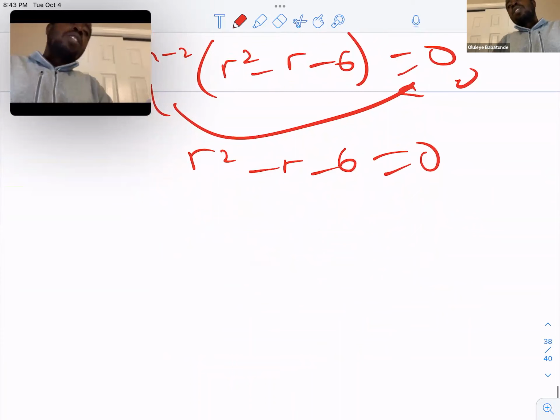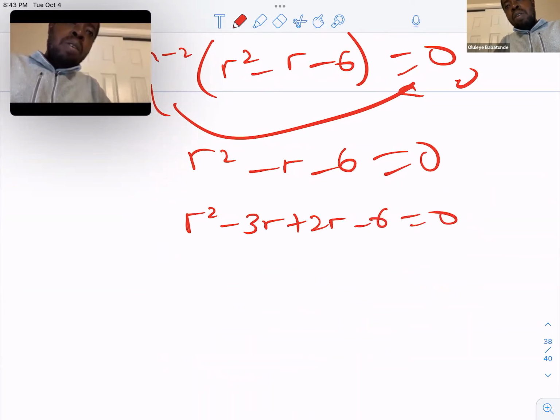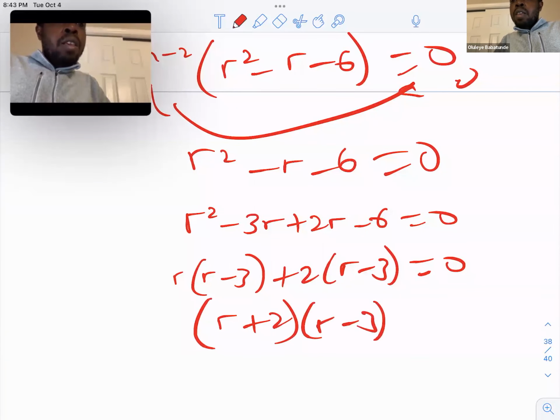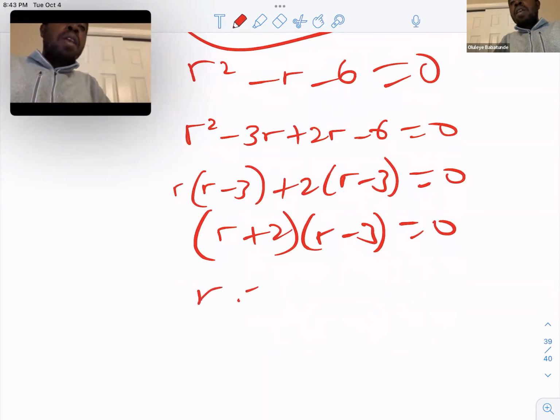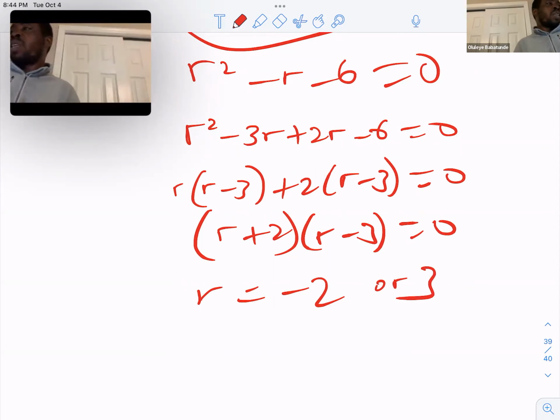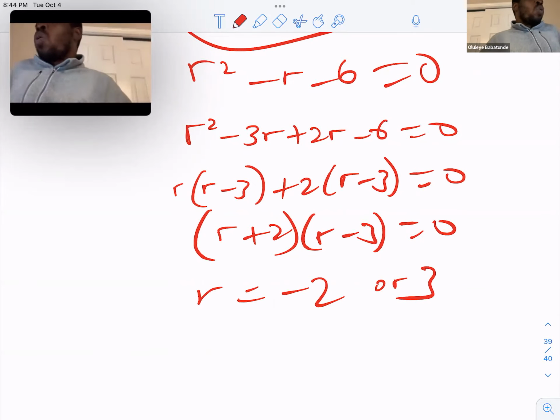And I can solve this by factorization. I think I can use r squared minus 3r plus 2r minus 6 equals 0. I can bring r out, r minus 3 plus 2 into r minus 3 equals 0. So r plus 2, r minus 3 equals 0. That gives me r equals -2 or 3. And I think that is what the textbook got. Yeah, -2 or 3. So r is -2 or 3.